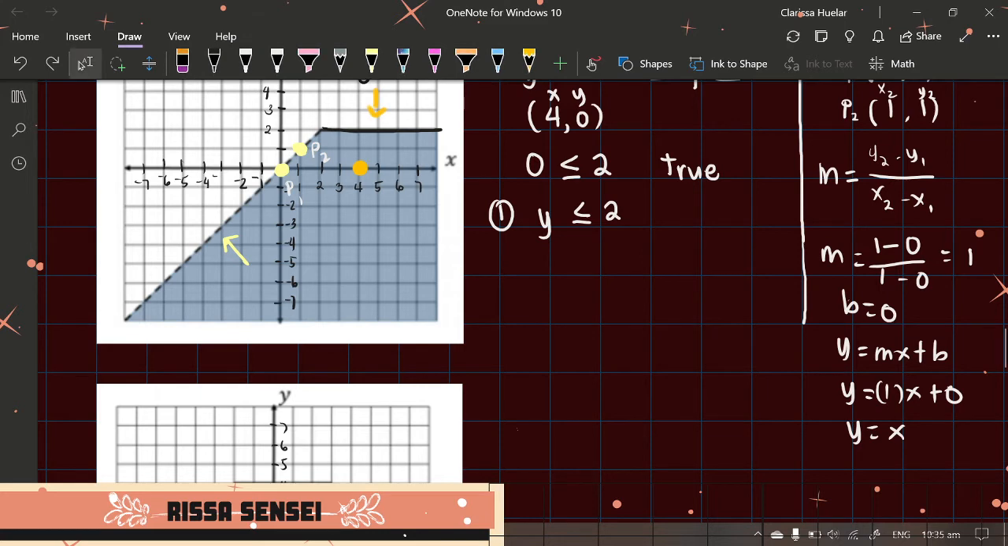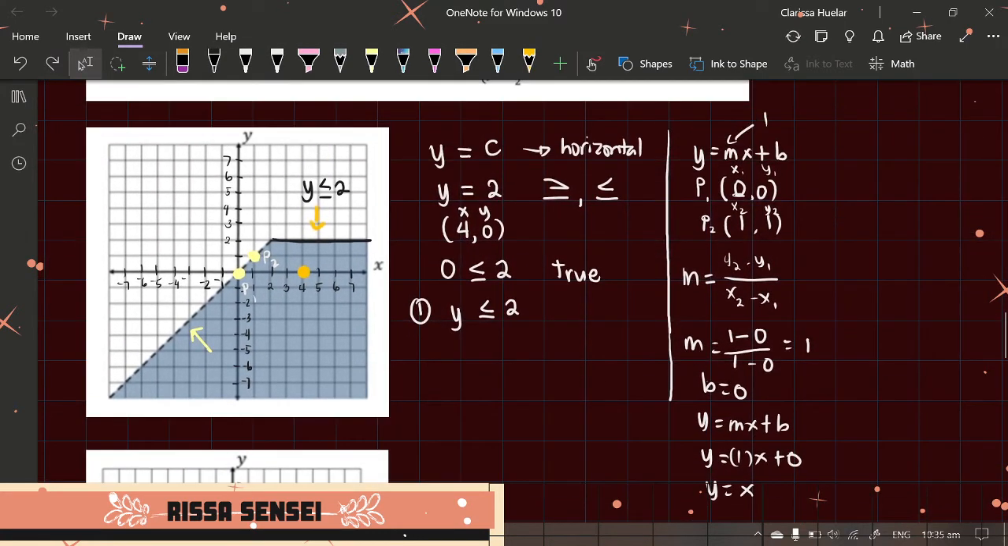Ang problema na lang natin ay kung anong inequality symbol ang gagamitin natin. Since it's a broken line, ang pagpipilian lang natin ay greater than or less than. Ngayon, allocate tayo ng test point. Gamitin na lang natin yung 4, 0 as our test point. Okay?